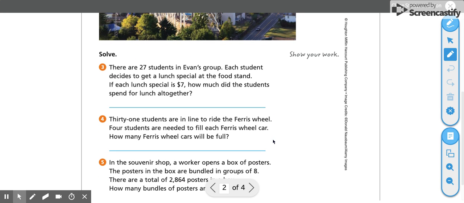Each student decides to get a lunch special at the food stand. If each lunch special is $7, how much did the students spend for lunch altogether? So we've got 27 students. They each spend 7, and they want to know how much they spend altogether.